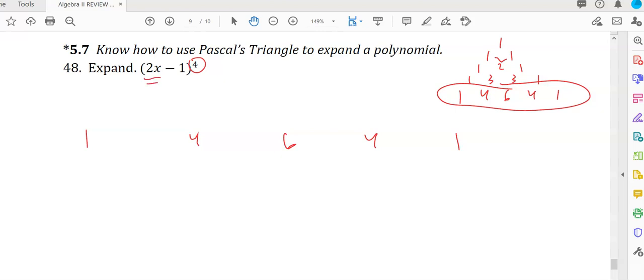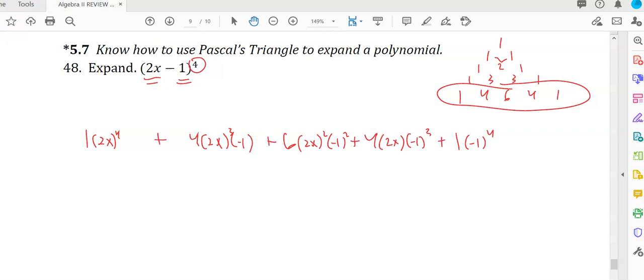First one to the highest power, so this would be 2x to the fourth, 2x to the third, 2x to the second, 2x, it's just constant there. Negative 1 to the highest power over here, so negative 1 to the fourth, negative 1 to the third, negative 1 to the second, negative 1, it's constant. Some of these might change signs, so I have a negative in there.